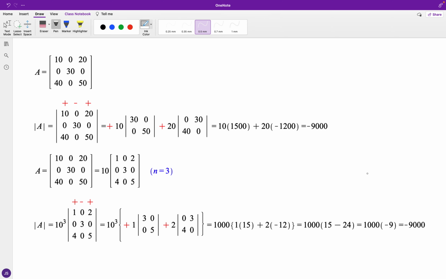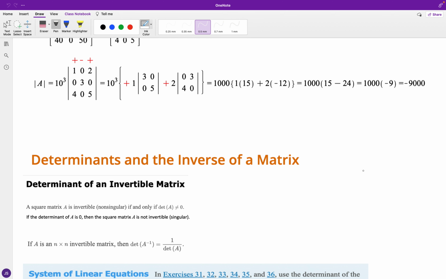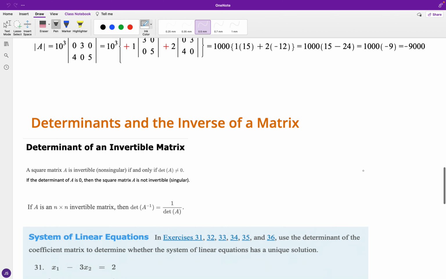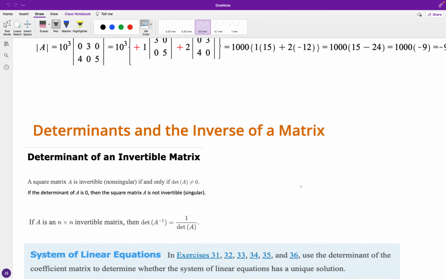Notice, you have two different approaches, but still coming out to the same determinant value. Now, looking at determinants and the inverse of a matrix. For an invertible matrix, a square matrix A is invertible or non-singular if and only if the determinant of A does not equal 0. If the determinant of matrix A is 0, then the square matrix A is not invertible, so it's regarded as singular.